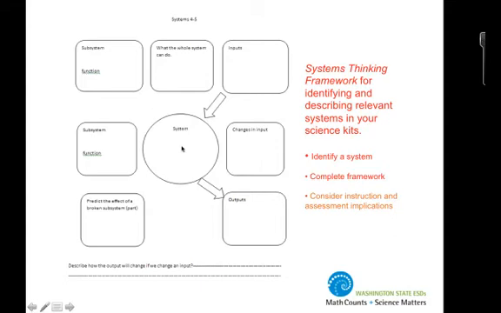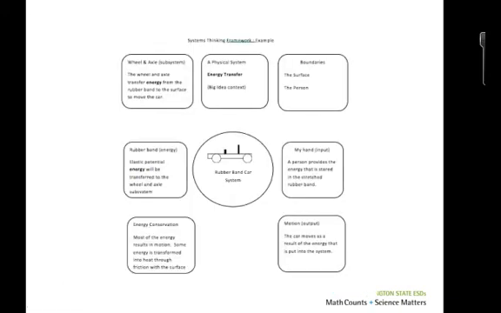So before we start, and I ask you to do one, let me just go over it. Basically, you're going to identify a system, something that you teach in your instructional materials. You're going to complete this thinking framework, with the idea that it's helping you consider instruction and assessment, because we'll be using this framework to think about assessment in just a minute. But here's an example of one that you have in the packet that you printed out earlier.